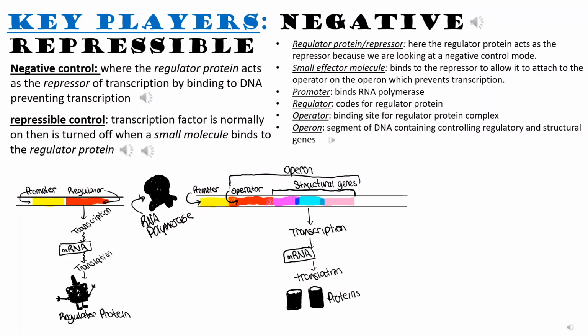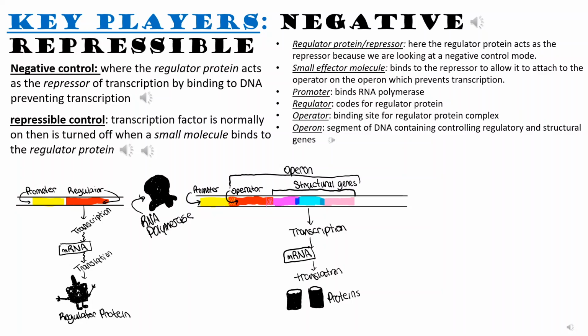Repressible control is when the transcription factor is normally on, but then is turned off when a small molecule is present to bind to the regulator protein, which creates a complex that can bind and block the RNA polymerase from transcribing from the operator. So negative repressible means that in the presence of a small effector molecule, the regulator protein becomes the activated repressor, which prevents transcription.